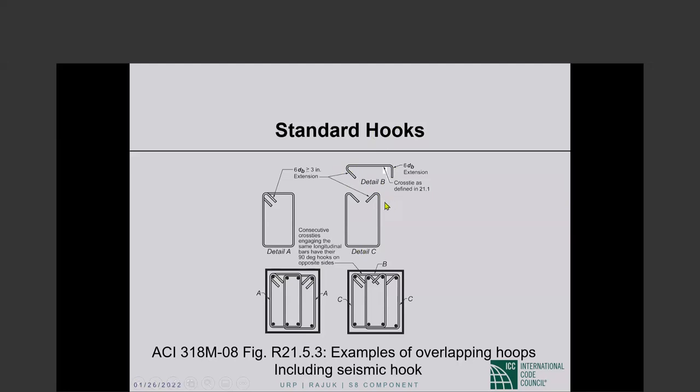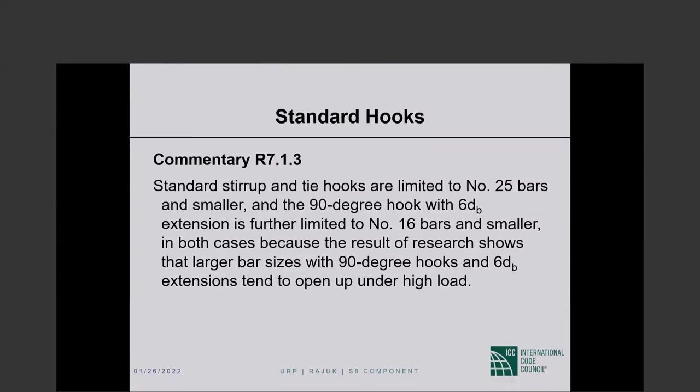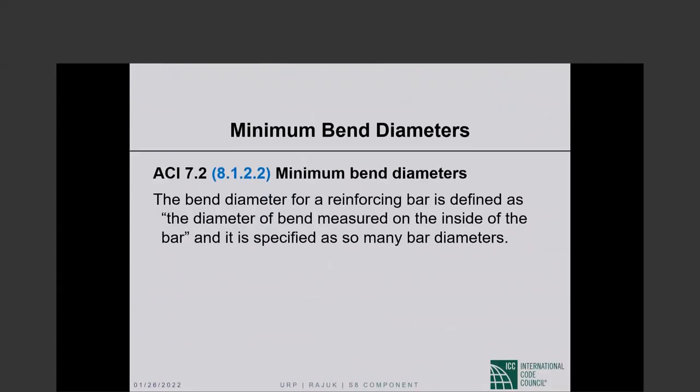So the next one, so every other one, the 90-degree hook will be on the right face. Every other one, the 90-degree hook will be on the left face. Okay. So this is a two-piece hook, which is how typically things are done. And there are also overlapping hooks as shown in the lower picture. So standard stirrup and tie hooks are limited to, I will let you read the commentary. I think in this part, time is rather limited.